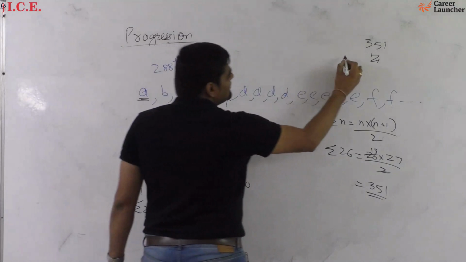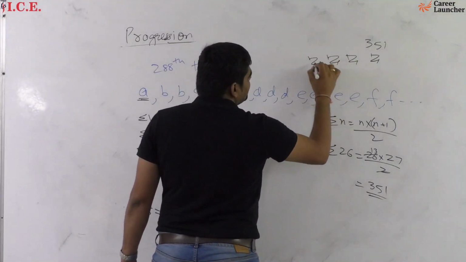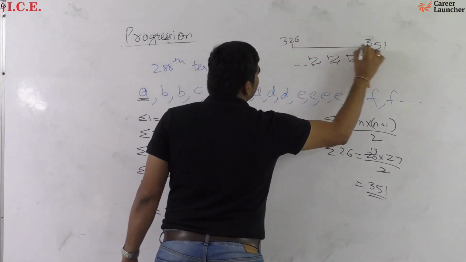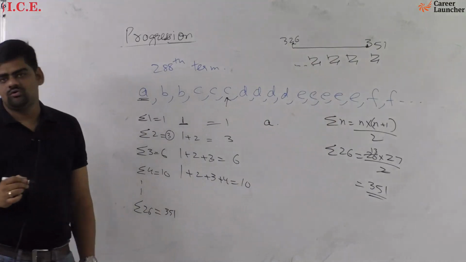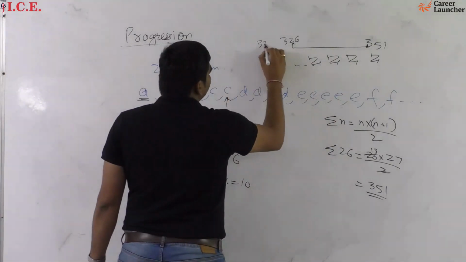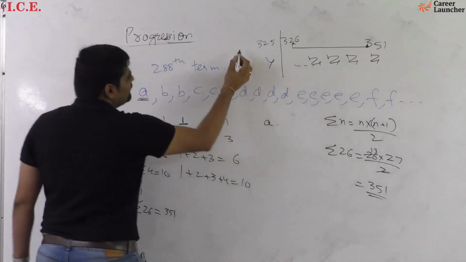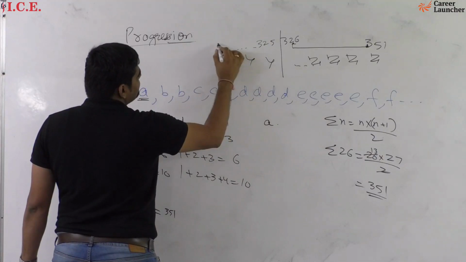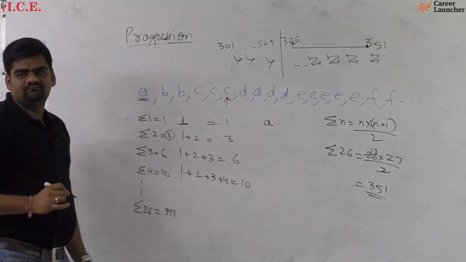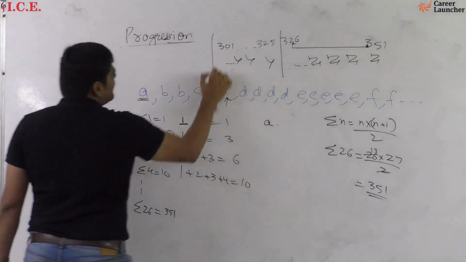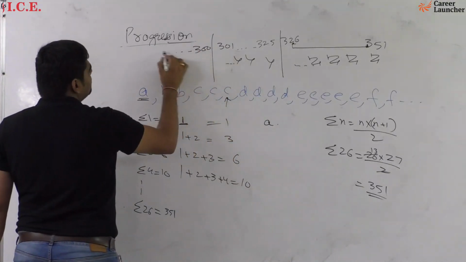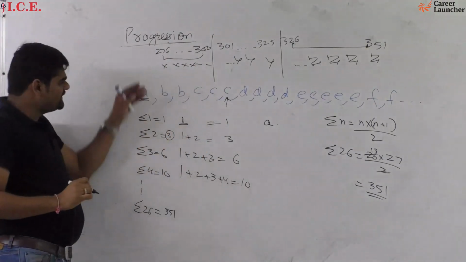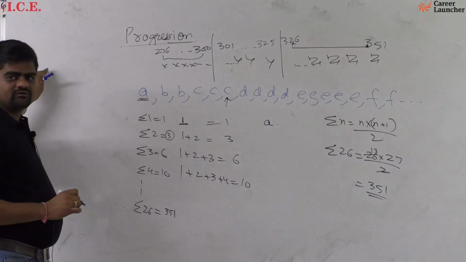And there will be 26 Z's here. That means from 326 to 351 there will be only Z's. Can you tell me what is the 325th term? Yes, there will be Y. And how many Y's? Yes, 24 Y's. So 24 Y's means up to 301. So there will be all Y's. After this, from 300 to 276 it will be all X. Then there will be all W's and so on, right?